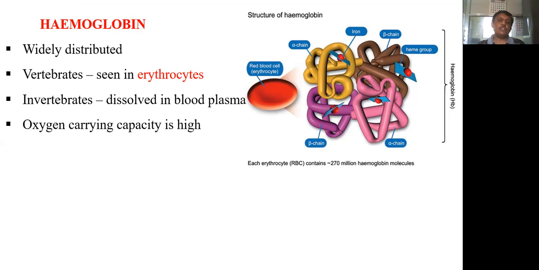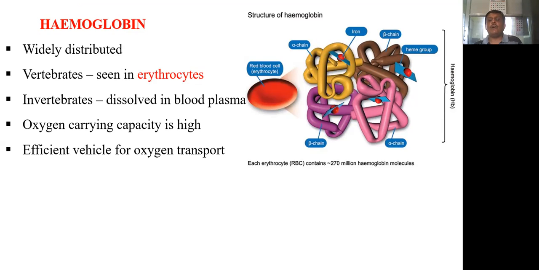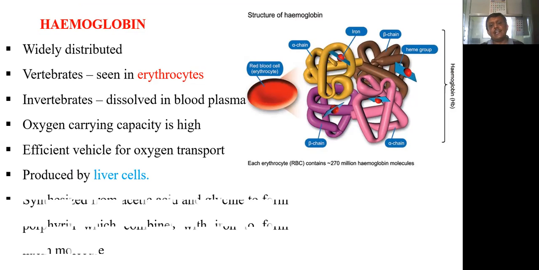The oxygen carrying capacity of hemoglobin is high as compared to other respiratory pigments, and it is also an effective vehicle of oxygen transport. As it has a higher capacity of oxygen transport, naturally it is a more effective vehicle for oxygen transport. It is synthesized in the liver cell. Inside the liver cell, it is synthesized from acetic acid and glycine.